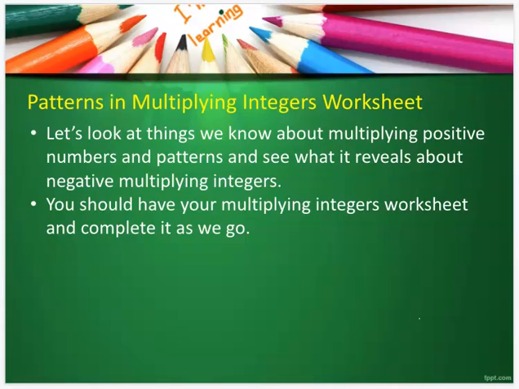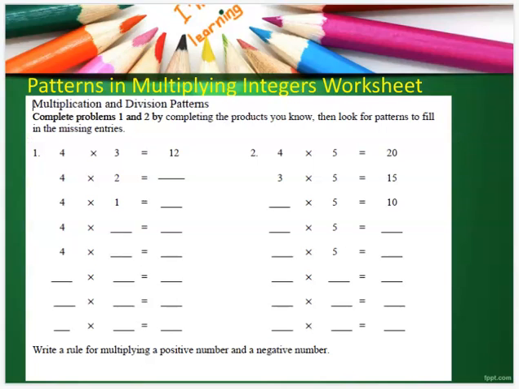So now we're going to talk about patterns in multiplying and dividing integers. If you get your multiplying integers worksheet out and follow along, that would be great, and you can complete it as you go. Once you have that worksheet with you, read the directions carefully. It says complete problems 1 and 2 by completing the products you know, then look for patterns to fill in the missing entries. So for example, this first line says 4 times 3 equals 12.